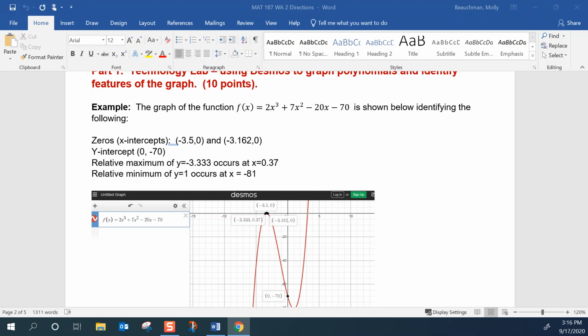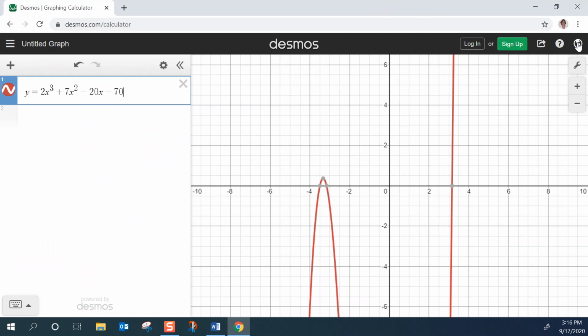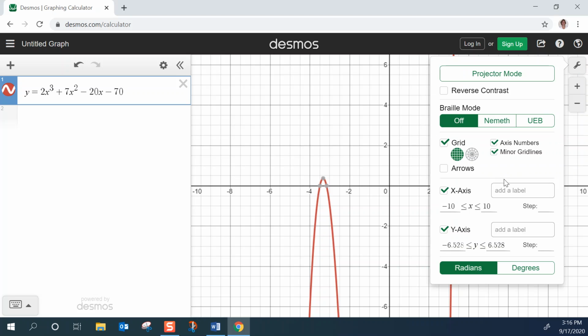So I typed it into Desmos, didn't adjust the window yet, so let me bring it over. So there's the graph I typed into Desmos. You can't quite see the entire graph. So to adjust the window, click on the little wrench, Graph Settings. The x-axis looks fine. It looks like it's showing all the items from negative 10 to 10. The y-axis is not showing us the y-intercept.